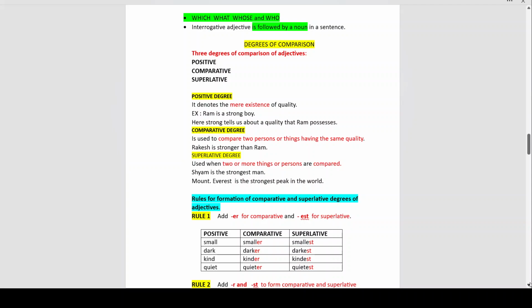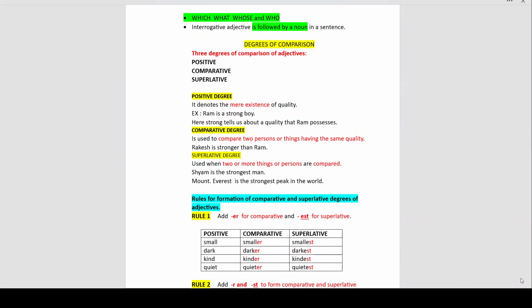Mount Everest is the highest peak in the world. Mount Everest is one mountain, there are many mountains in the world, and Mount Everest is the highest peak in the world. So I am comparing Mount Everest with more than two things. So the superlative degree becomes the highest over here. Hope this is clear to you, children.